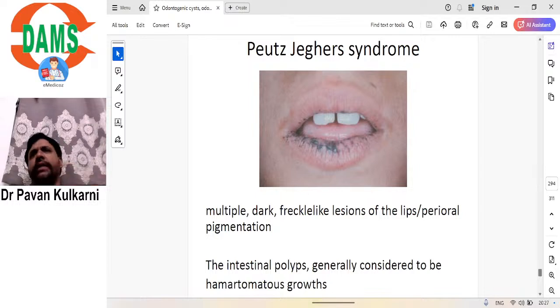Studying the images is actually very important. Looking at the images, you will try to recollect at the time of examination. So if you remember Peutz-Jeghers syndrome, perioral freckling, pigmentation, as well as the lip pigmentation, you can easily answer that this is a characteristic Peutz-Jeghers syndrome.